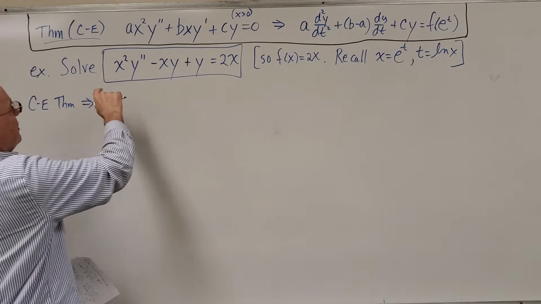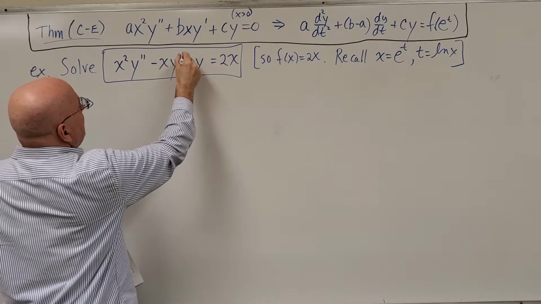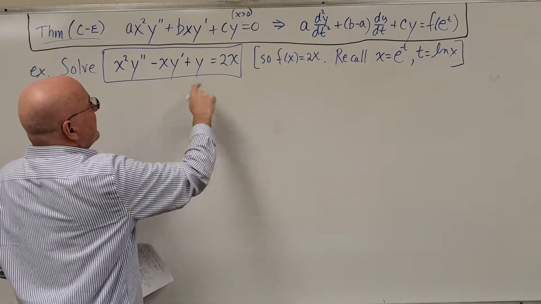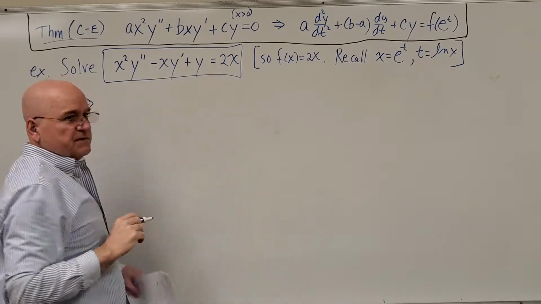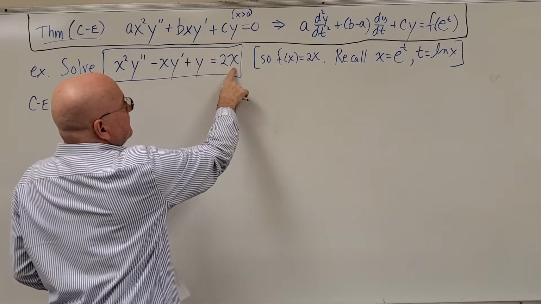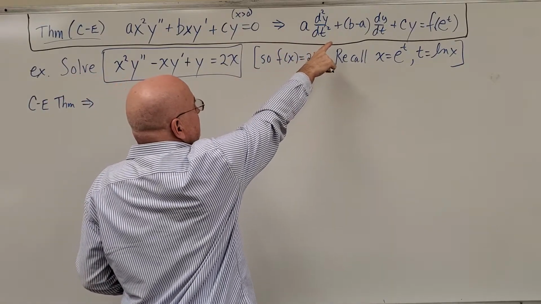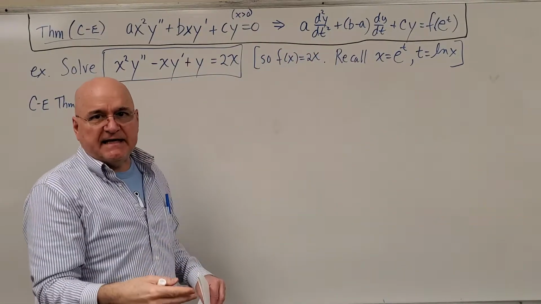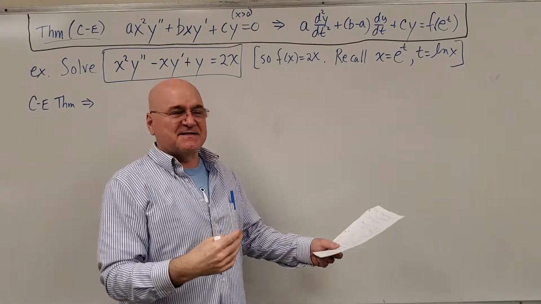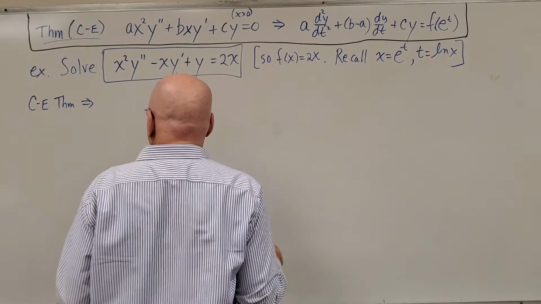So we do have a Cauchy-Euler equation because we've got x squared and a y double prime, x to the 1 and a y prime, I left that prime off, plus a constant times y, which is just 1, equals a function of x. So our f of x is 2x. And recall, once we solve this, we're going to have a function of t, and we're going to have to use these substitutions here to get rid of the t's and bring x's back into play. So x is e to the t, which means t is ln x.